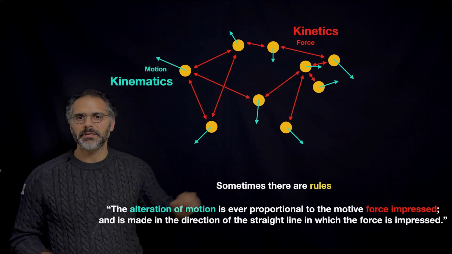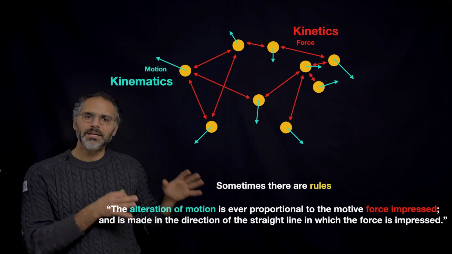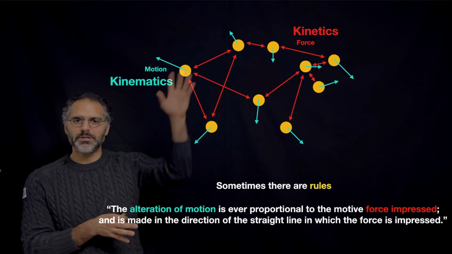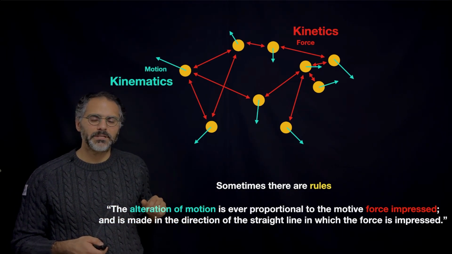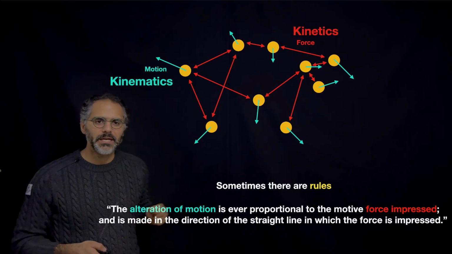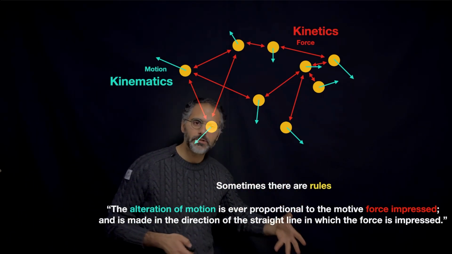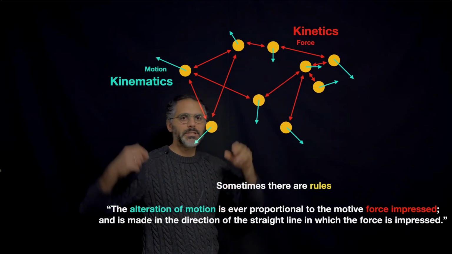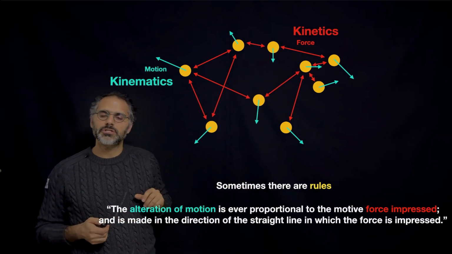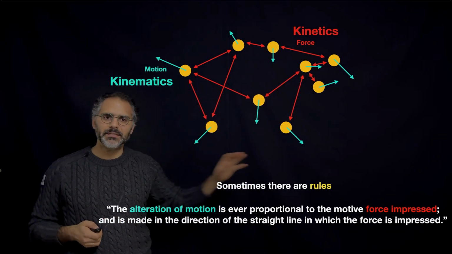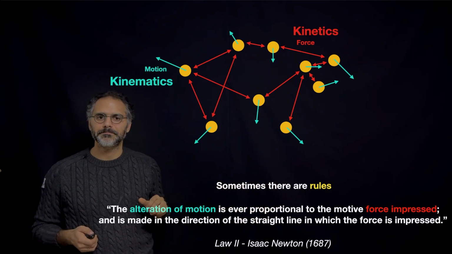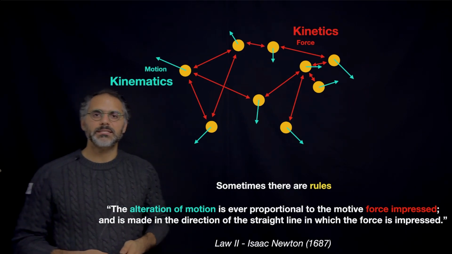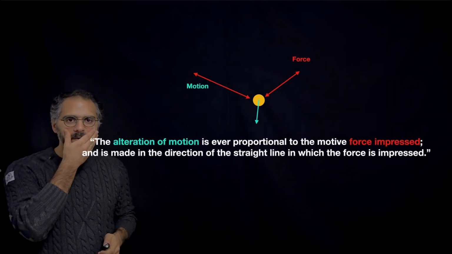So what does that even mean? Well, first of all, alteration of motion seems to have something to do with the motion itself, right? So the change of motion, and it's proportional to the force impressed. So there's now a relationship between motion and the interaction that we just spoke about, and there is a proportionality relationship. And so that's Isaac Newton in 1687. That's the second law of Newton.